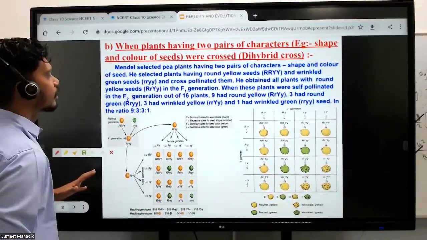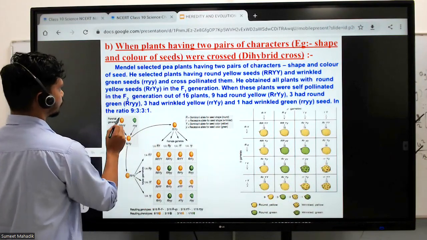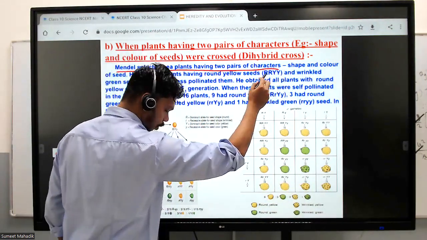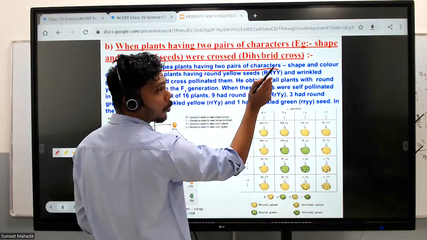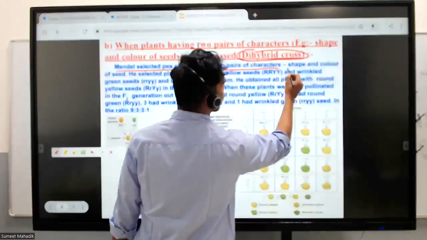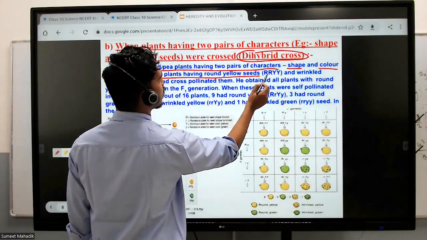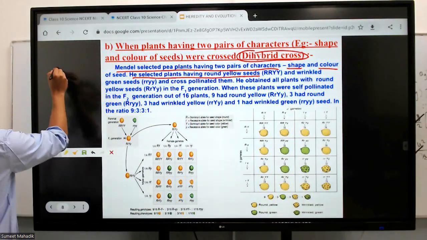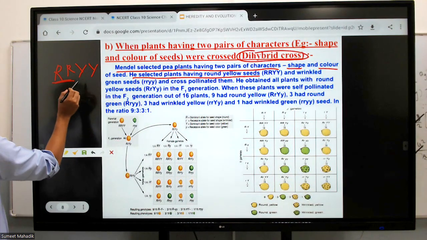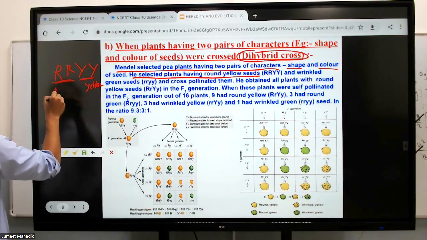Okay, so I was talking about this. Mendel selected a pea plant having two pairs of characters, shape and color. Now we are not considering monohybrid. We are considering dihybrid, two characters. One character is shape, one character is color. So he selected the plant having a round yellow seed. How can he write it? RRYY. Yellow is the color, and round is the shape.